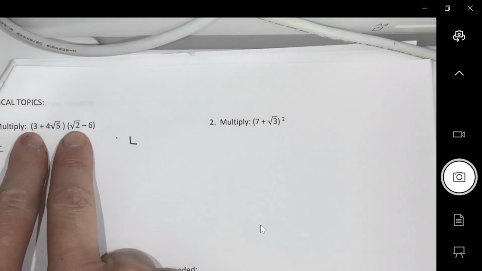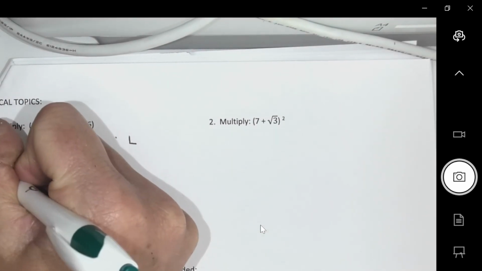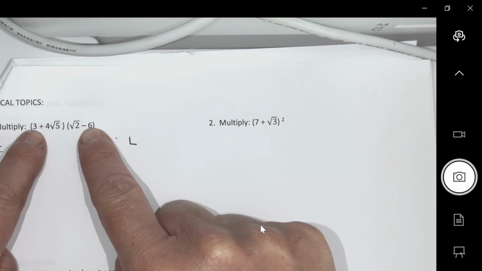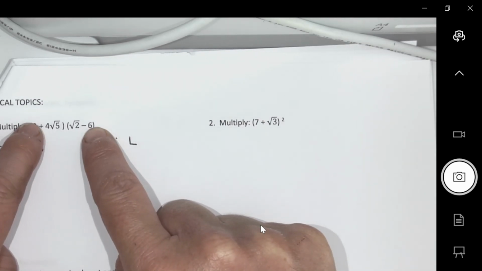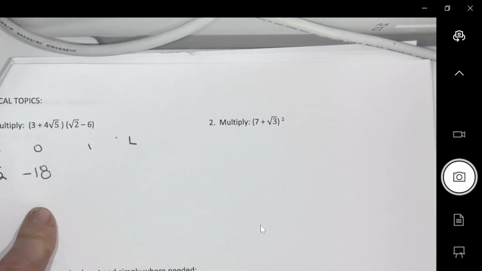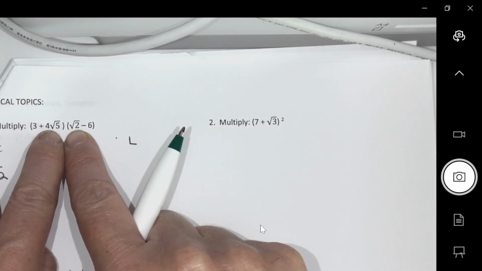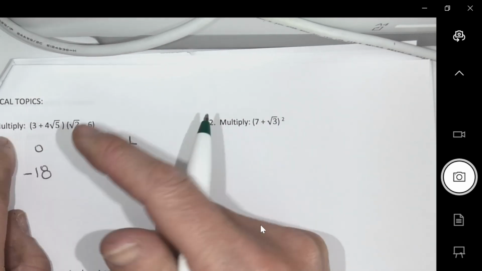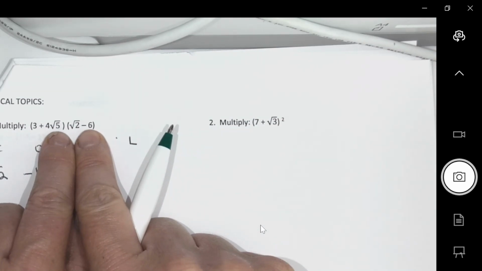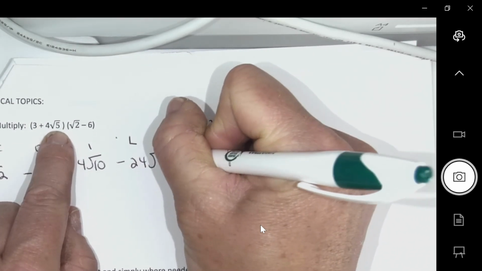Okay, first times first makes 3 root 2. Outsides are both whole numbers, or both integer numbers, so 3 times -6 is a -18. Front part is 4, radical part is 10, so plus 4 root 10. And then minus 24, the radical part is 5.